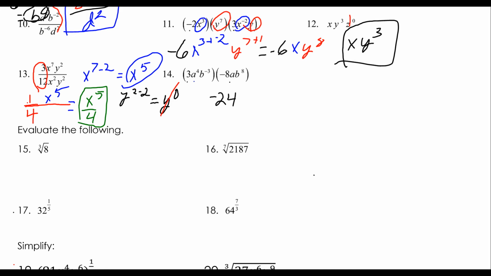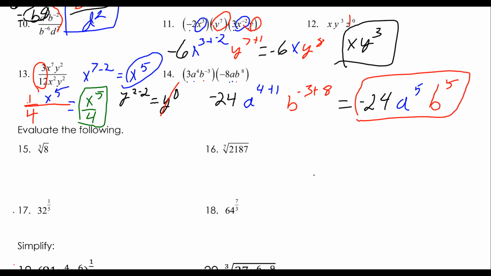And then we can do the a's together, and that's going to give us a to the 4 plus 1. And then we can take care of the b's, which is going to be b to the negative 3 plus 8. We're going to wind up with negative 24 a to the 5th b to the 5th. And there we have it.